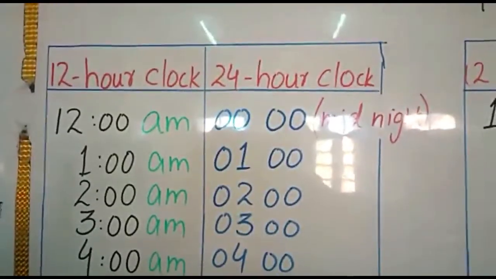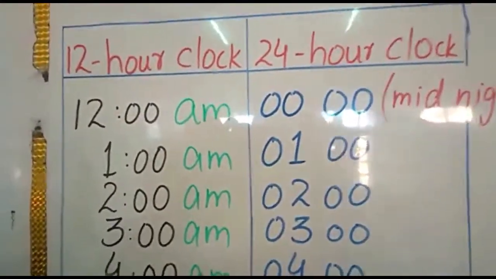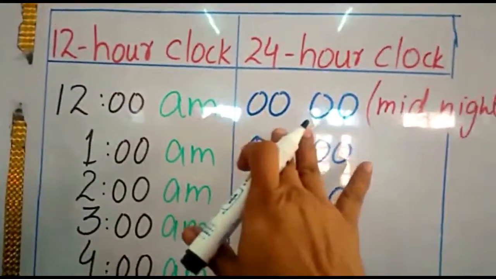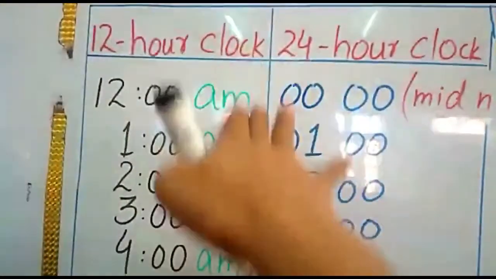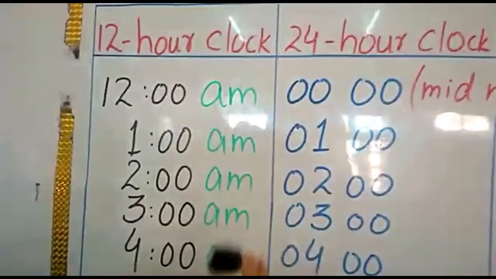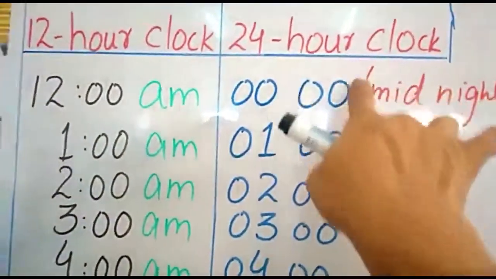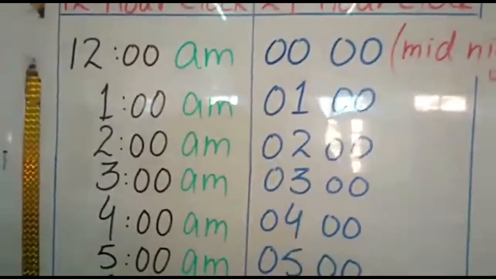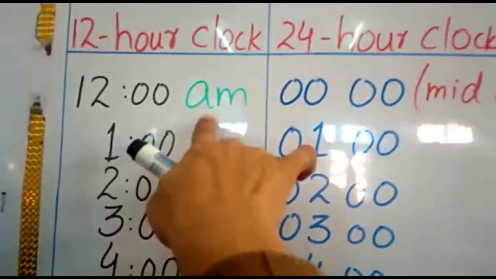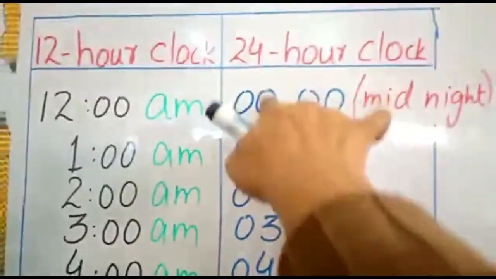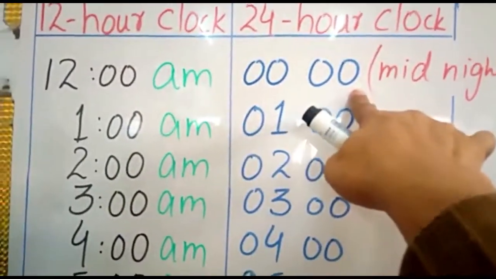Now see, here I have the table, and you can compare both things in one table. Here I have drawn the columns for the 12-hour clock and the 24-hour clock. Just keep in mind, at midnight, 12 a.m. according to the 24-hour clock will be equal to 00 or 24 hours.